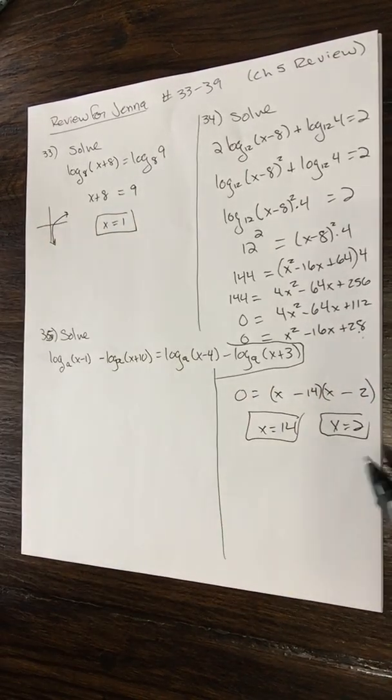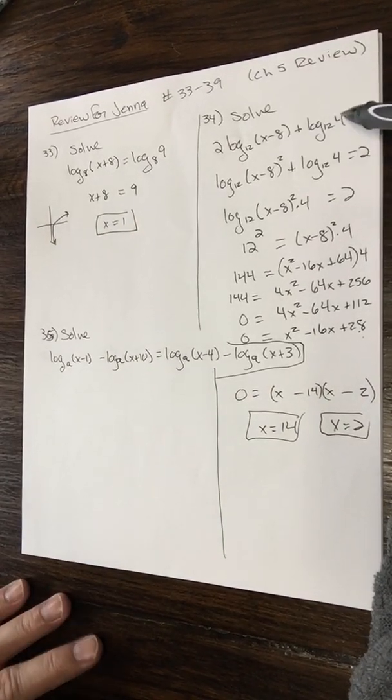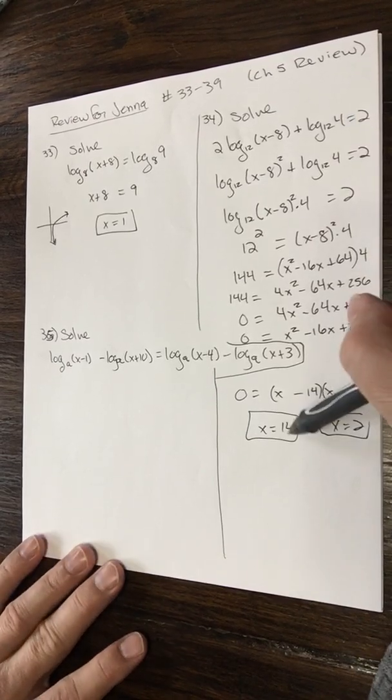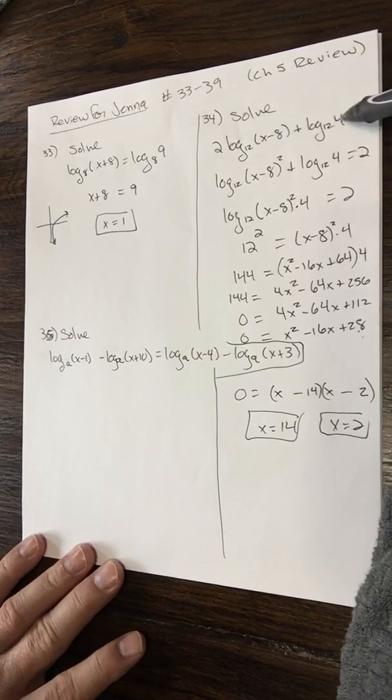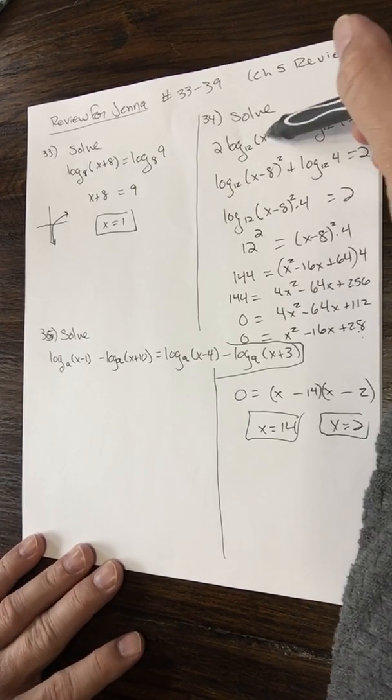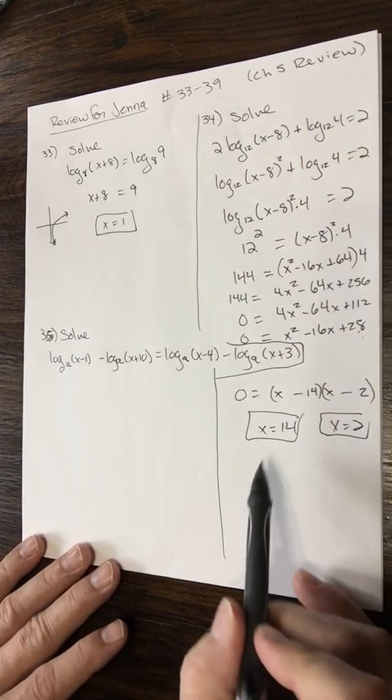Now the one thing I got to do, every time it's a log equation, you don't have to do this with exponential, but with logs, I'm going to have to make sure that this doesn't turn into a negative. I can't have this set of parentheses be negative.